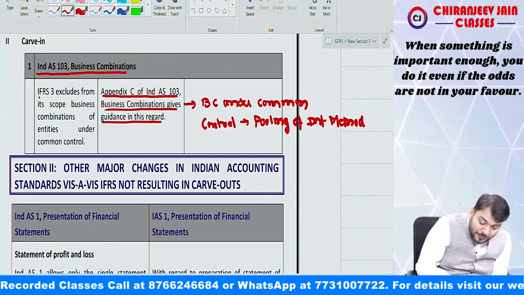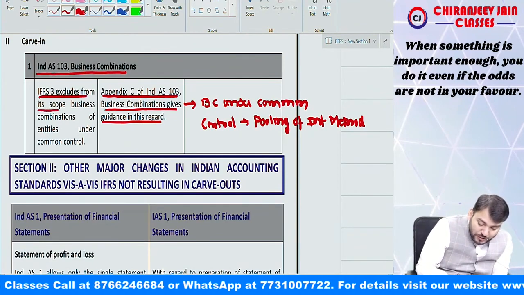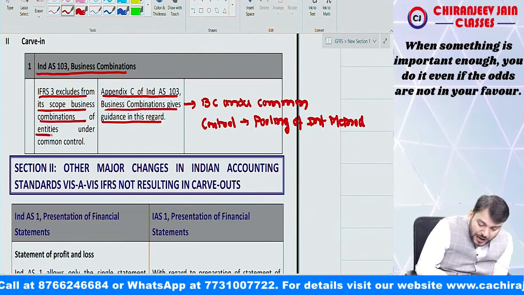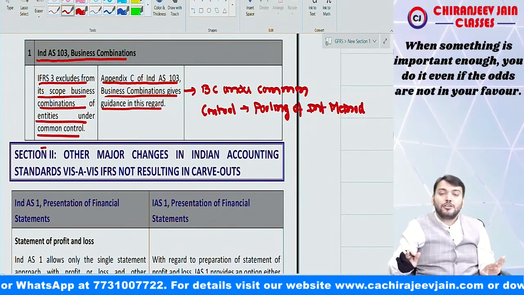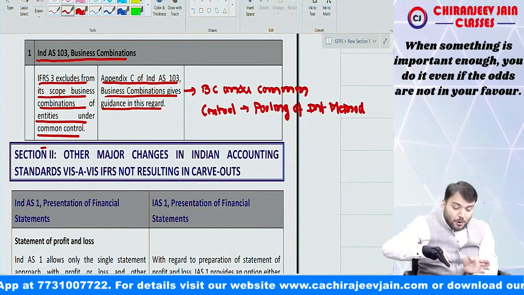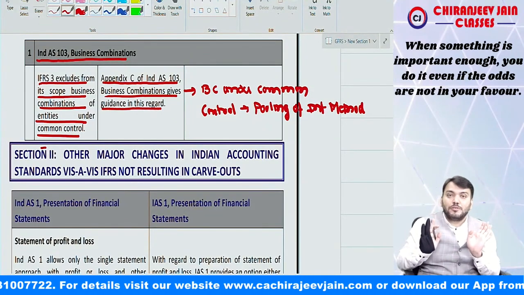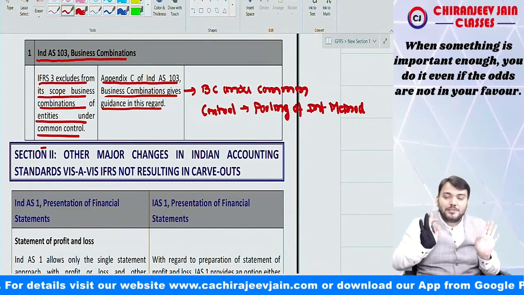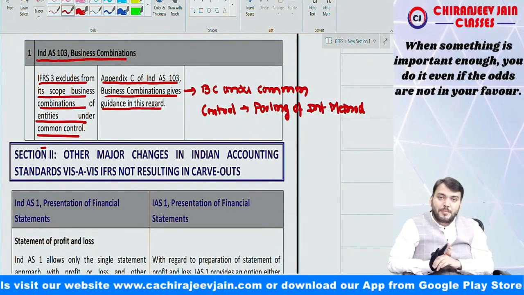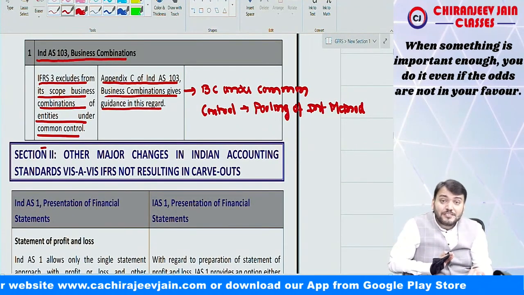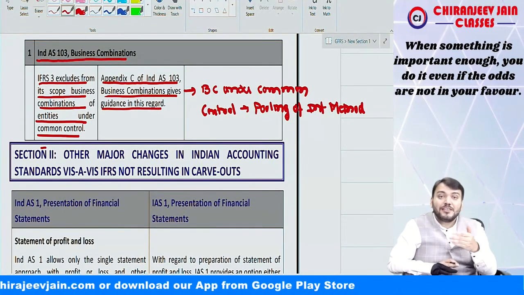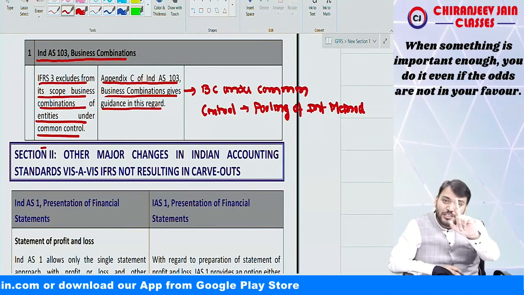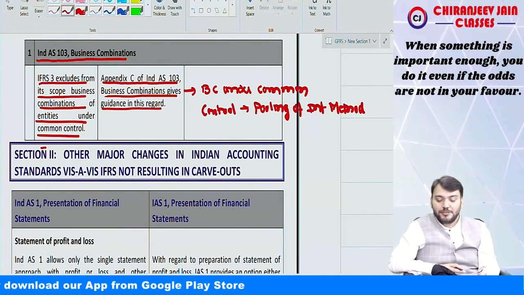Correct. However, IFRS 3 excludes from its scope business combinations of entities under common control. So they have not given any guidance for business combinations among entities under common control. So IFRS 3 is silent. So this is additional guidance over and above the guidance given under IFRS. Therefore, it is carve-in. Understood? So there is only one carve-in. Yes, sir. We have understood.